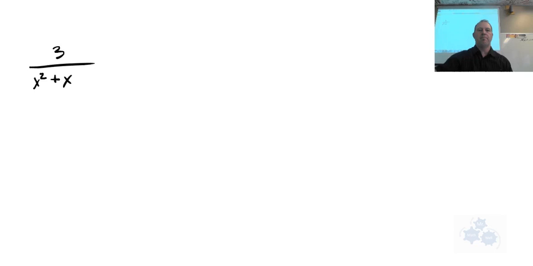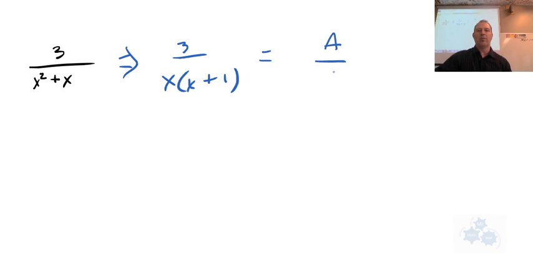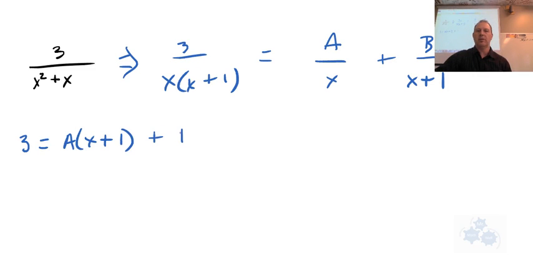So let's take a look here. This is going to be equal to 3 over x times x plus 1, right? So we have our 2. So if we know that, then that's going to equal a over x plus b over x plus 1, right? You get that far? Okay, good. So we have 3 equals a times x plus 1 plus bx, correct? So 3 equals ax plus a plus bx.